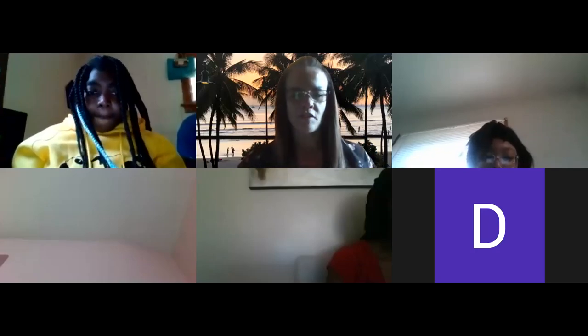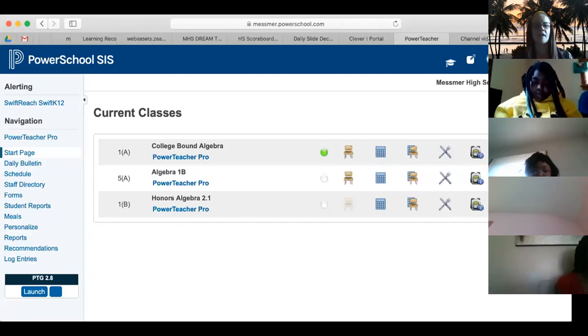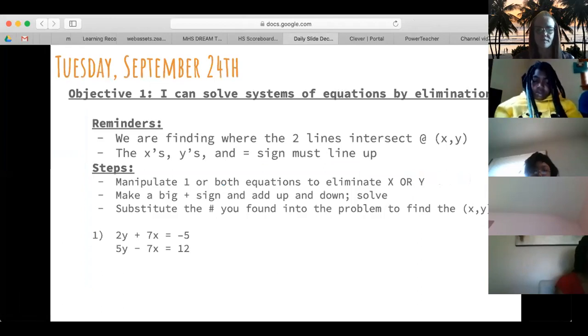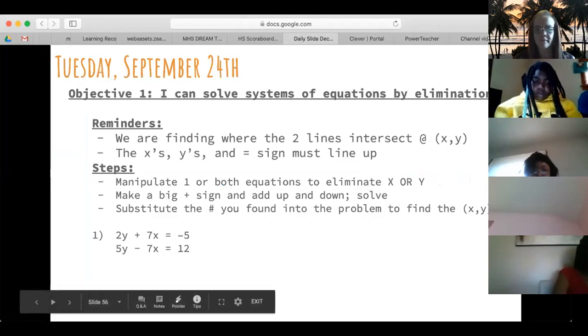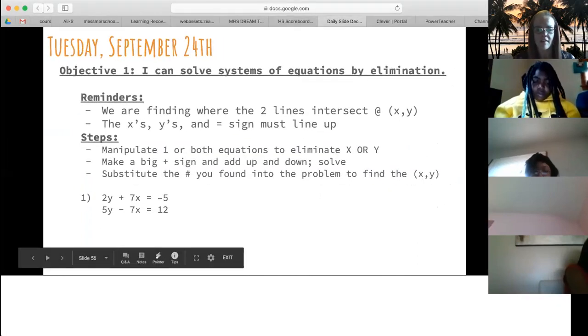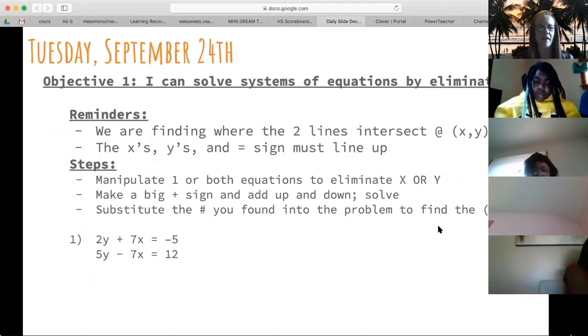Okay, let me share my screen and we will get started today. So it's going to be very similar to yesterday, where I'll do 3 examples. So there'll be 3 different examples of how you might see the elimination method happening. And then we'll practice and we'll be out, and that's it.